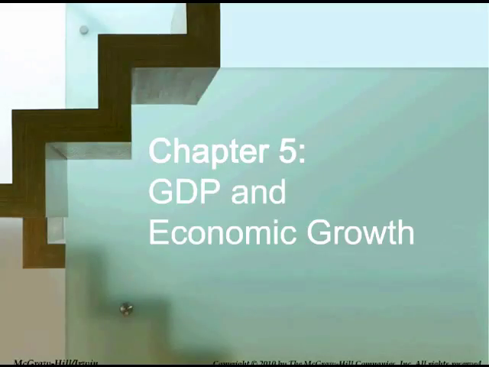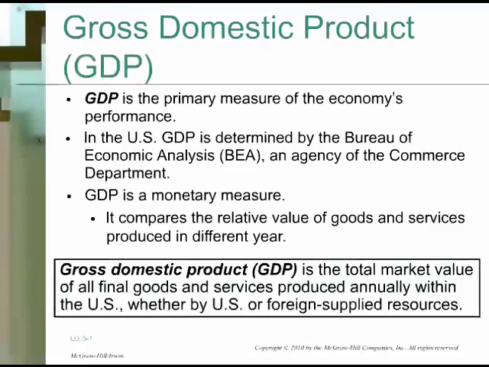Chapter 5, GDP and Economic Growth. Gross Domestic Product, or GDP, is the primary measure of the economy's performance. It is equal to the total market value of all final goods and services produced annually within the U.S., whether by U.S. or foreign-supplied resources. In the U.S., GDP is determined by the Bureau of Economic Analysis, BEA, an agency of the Commerce Department.